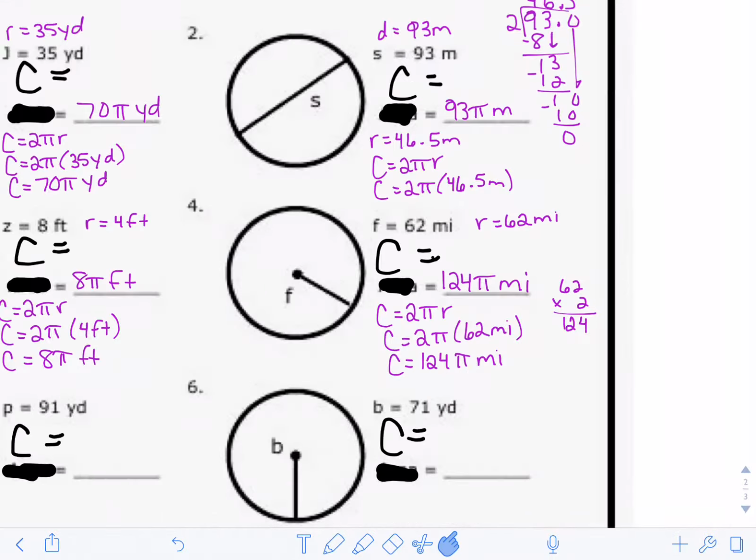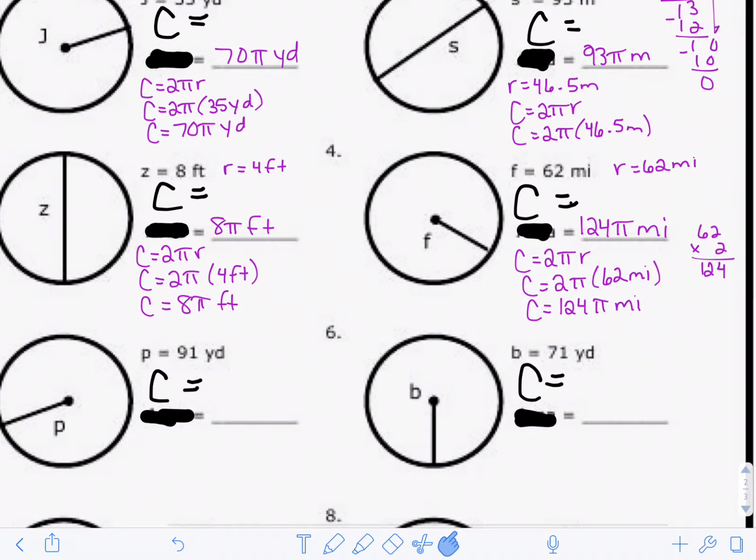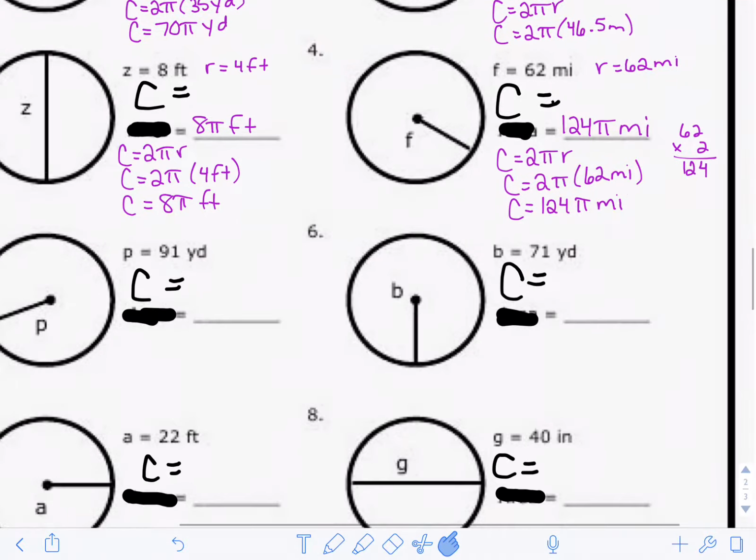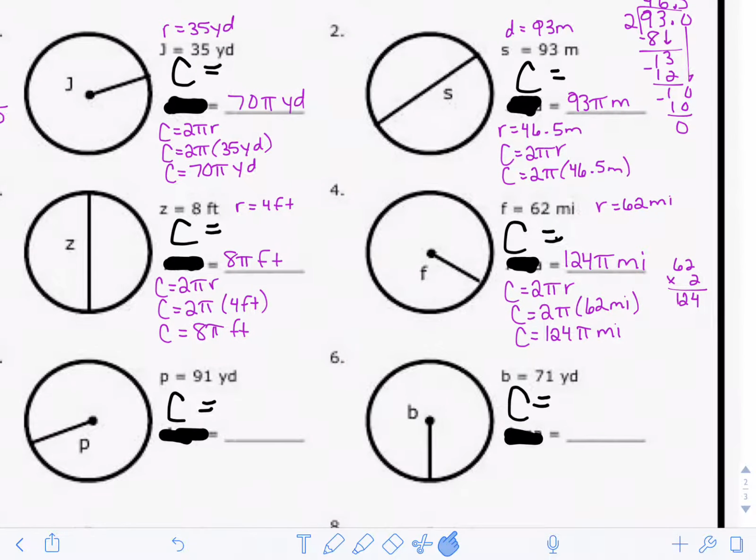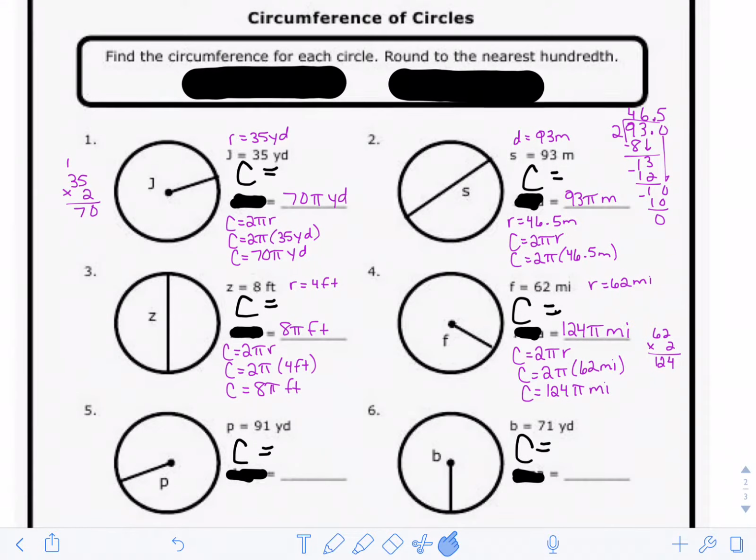And that's it. I'm not going to do these last 4 because hopefully by now you got the hang of it. You do have to show your work. Just like the notes, every single one of them better have circumference is equal to 2 pi r. You better have your radius and/or your diameter labeled, and then you need to show plugging it in and your final answer. And that's all that you have to do.